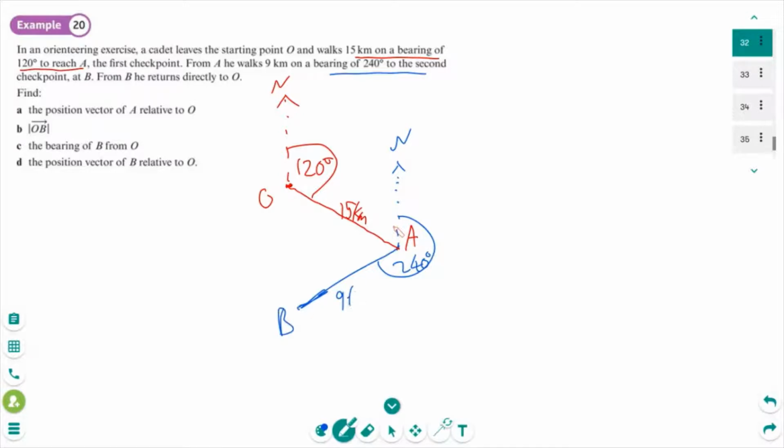From B, he returns directly to O. So the return journey is back to O. Okay, let's make it look a bit better.